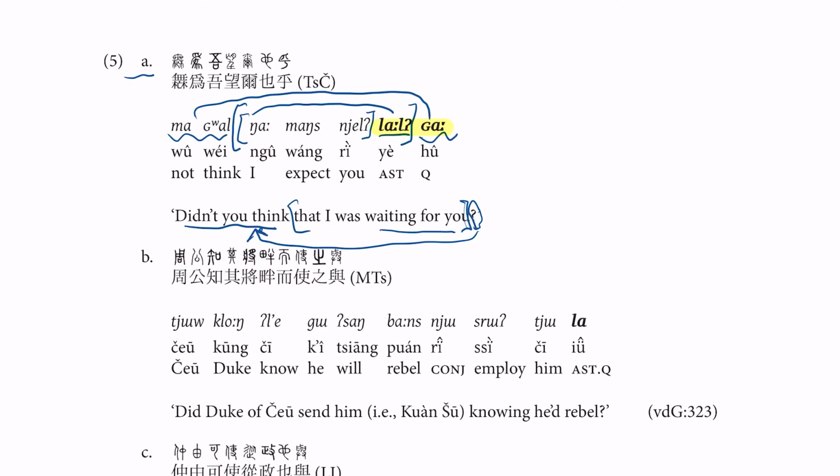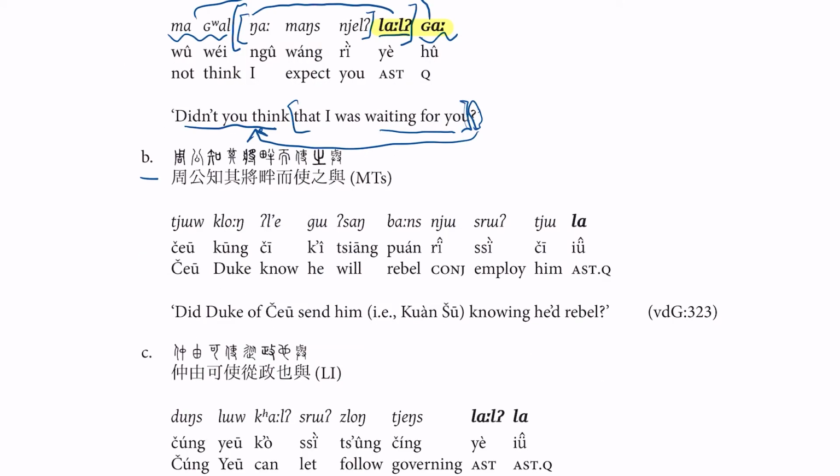Now let's look at the sentence in B. Tu klong de gu sang bans nu through tu la. Let's first look at the English translation. It says, did Duke of Zhou send him, that is Guan Shu, knowing he'd rebel?